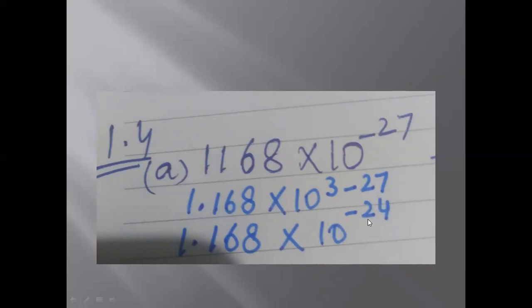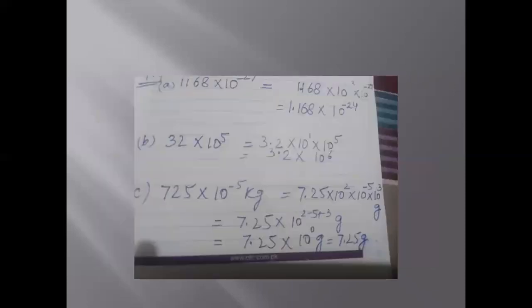Then is part B, 32 into 10 raised to the power 5. The point is in the end. I will take it between 3 and 2, and I will get 10 raised to the power 1, because the decimal point has taken one jump from right to left. And 10 raised to the power 5 as given in the question. 5 plus 1 is equal to 6. So this is the answer.